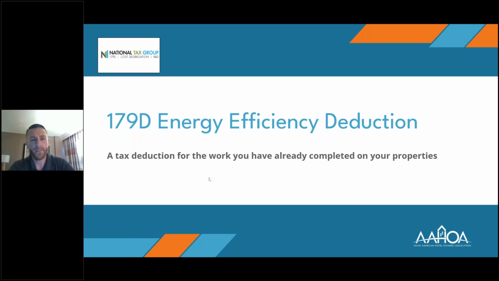So now I'm going to touch on another portion of accelerated depreciation. It's called the 179D energy efficiency deduction. Kind of a mouthful, but it is a tax tool that is so underutilized, and I can kind of explain why. It's all based on energy efficiency in commercial real estate.